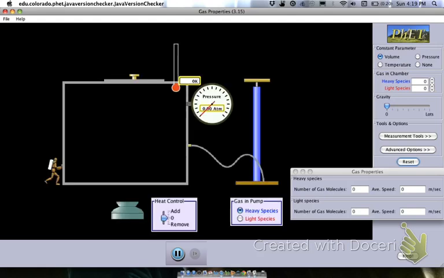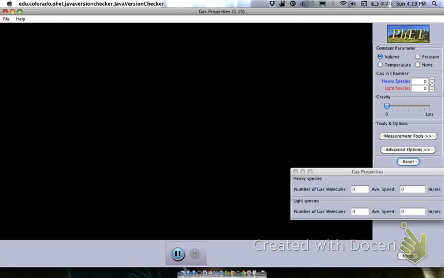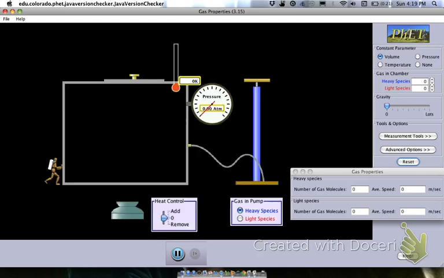So here we have a container. There's a little guy holding on to that container. Above the container we have a thermometer. It's measured in K, which is actually Kelvin. To the right of the container we have a pressure reading, and then we have a pump to add in some more gas particles. Below we have heat control, so I can add heat or remove heat. And all the way on the right hand side I have parameters that I can set.